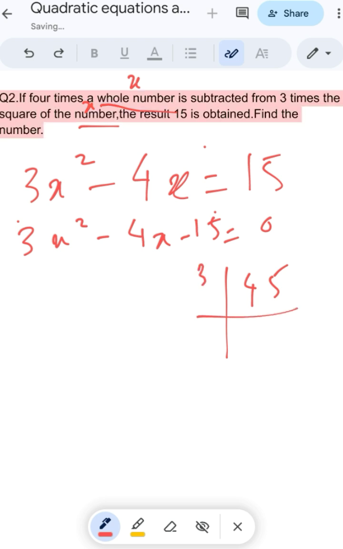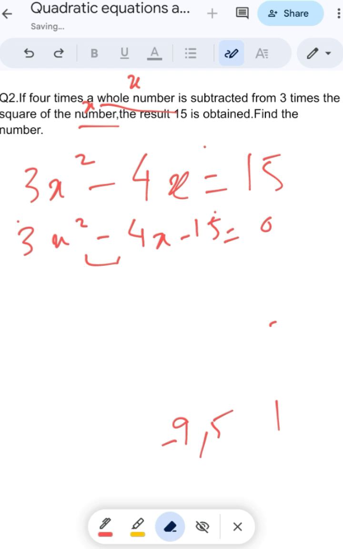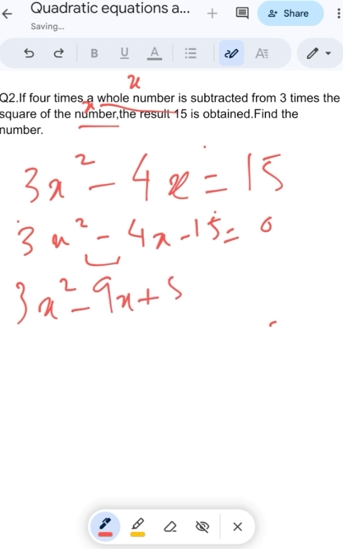Starting from your 3 ones are 3 and 3 fives are 15. 3 fives are 15 once again, and here I'm having 5 ones are 5. Now 3 threes are 9, and 9 multiplied by 5 is 45. Right? So I'm going to use two factors, 9 and 5. With the bigger number I will be putting a minus sign because here it's a minus. So 3x square minus 9x plus 5x minus 15 is equal to 0.